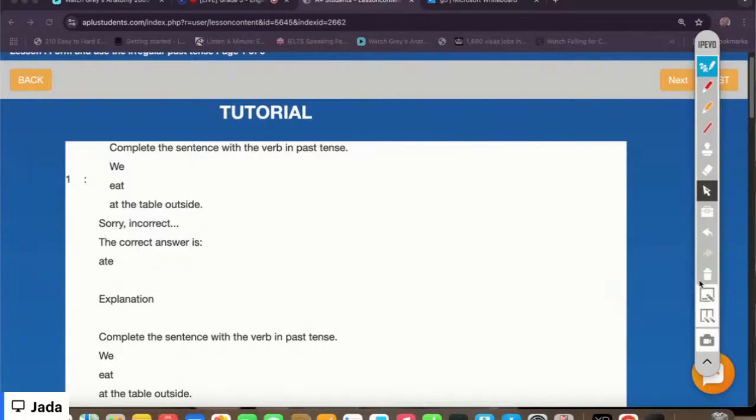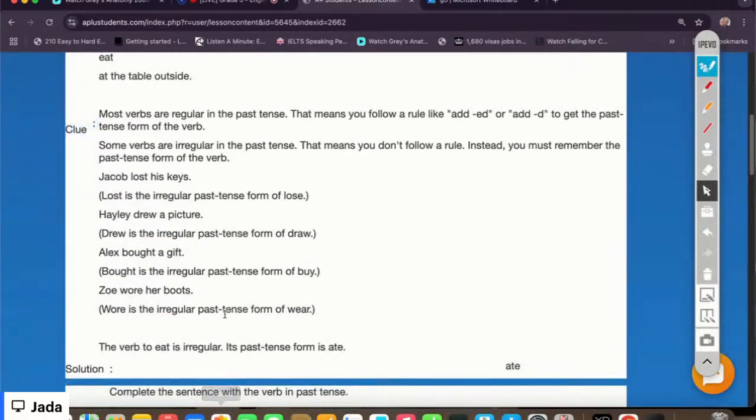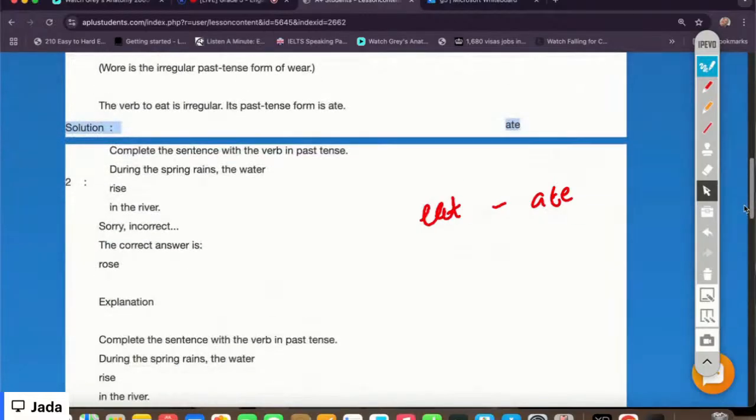All right, let's look at some examples. Complete the sentence with the verb in past tense. We eat at the table outside. So what would be the verb in past? It will be, what? Ate. So ate is the irregular past of eat.